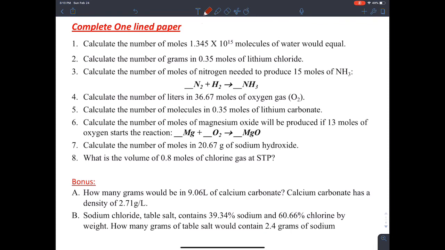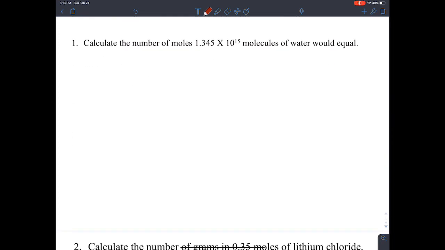A lot of you were messing up with sig figs, so that's just something to be mindful of. Anyway, let's just jump in. So our first problem here, let's break it down. What is known? What do we know? Well, we're told that we have a number. Whenever you see a number, there's your known number.